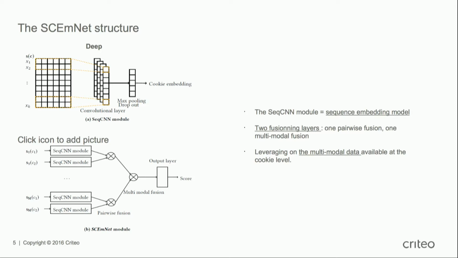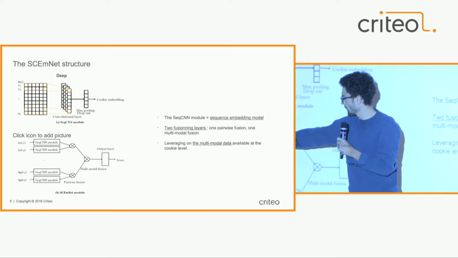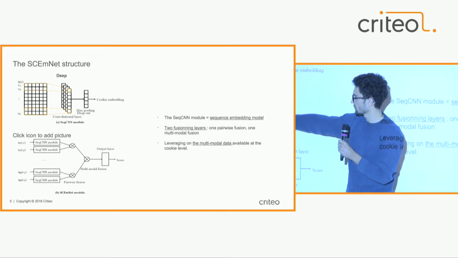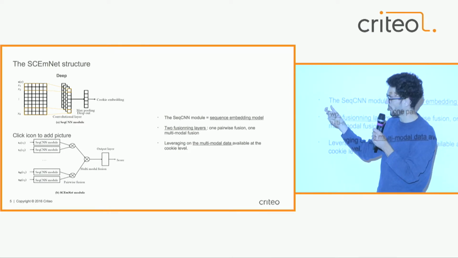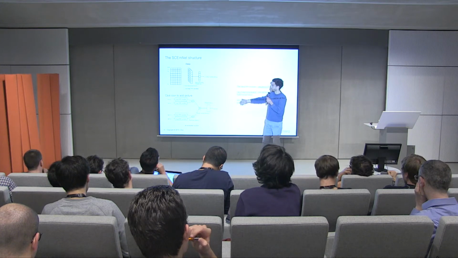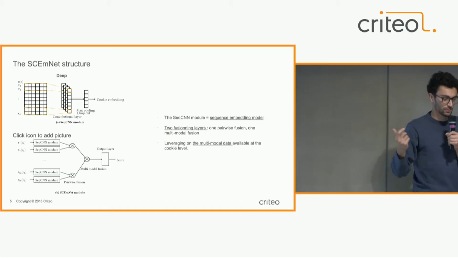But as we do not have any information at the cookie level, but at the level of a pair of cookies, we have to run two Siamese CNN modules. That's what you see here. We have one sequence for cookie one, another sequence for cookie two, and we run the two CNN modules. There is now a pairwise function layer that assembles the two cookie embeddings. Then we have fully connected layers, our output layers, and we output a score. Also, as we wanted to leverage the different sequences generated, we added a new assembling layer that we called the multimodal fusion to leverage this multimodal information.